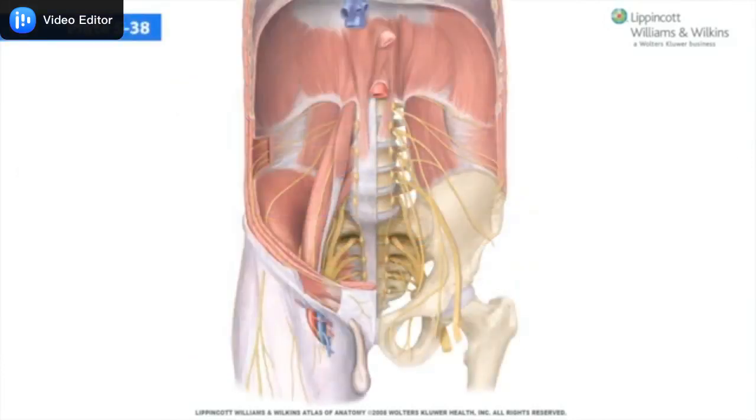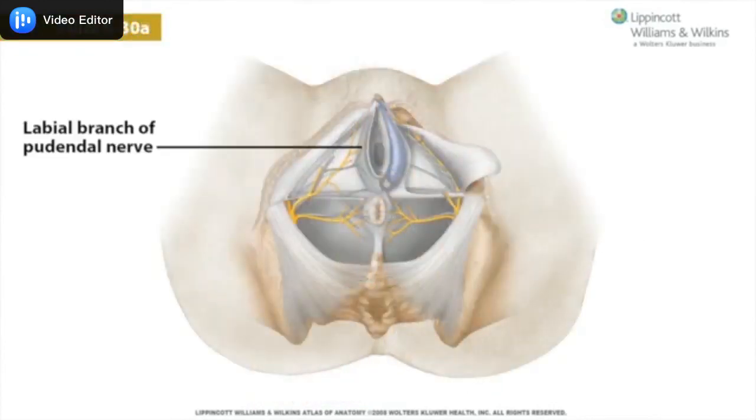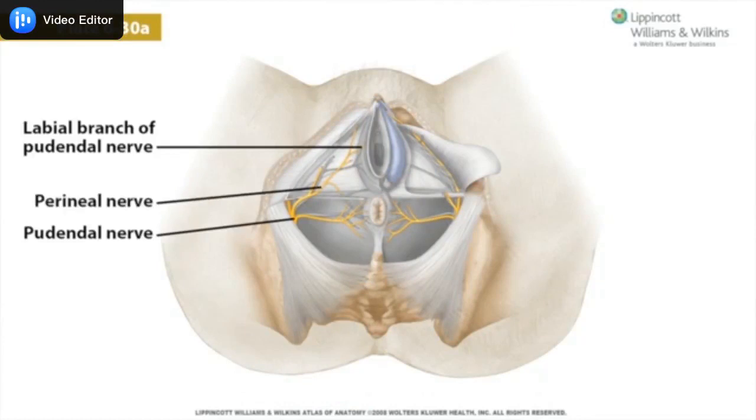Skin over the mons pubis is innervated by the ilioinguinal nerve, a branch of the lumbar plexus that was discussed during the solid anatomy lectures on the abdomen. Skin over the labia majora and scrotum is innervated by the genital branch of the genitofemoral nerve, which is another lumbar plexus branch, and by labial and scrotal branches of the pudendal nerve. The perineal nerve, another branch of the pudendal nerve, innervates skin between the anus and the scrotum or labia majora.